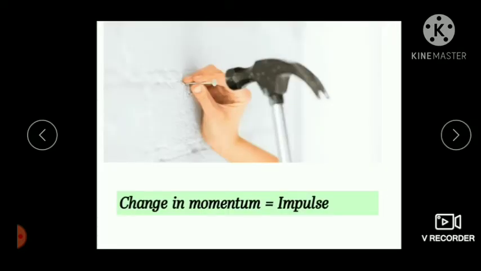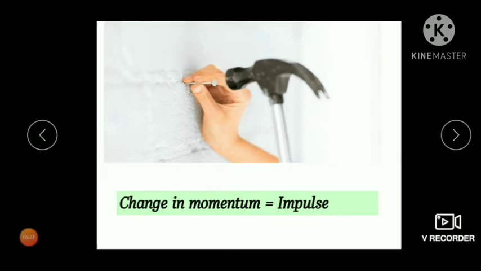Let us take the previous example. This hammer has momentum. When this hammer strikes this nail, what happens? The momentum of this hammer becomes 0, so that this nail penetrates into the wall. That means within a short period of time, the momentum of this hammer changes. The hammer takes a short time to change its momentum. So that is called impulse. So change in momentum is equal to impulse.